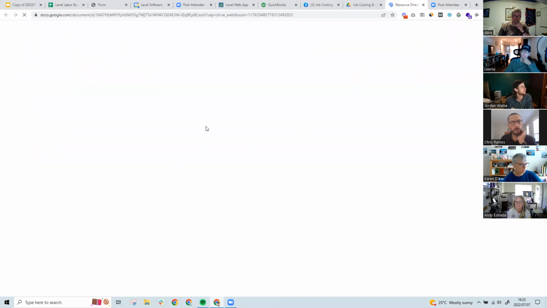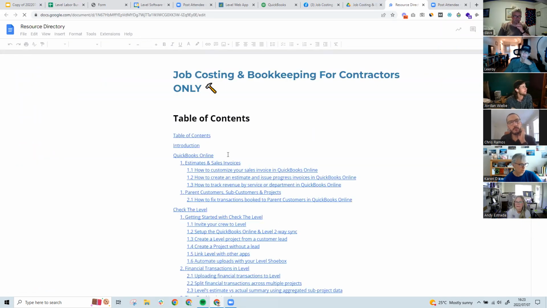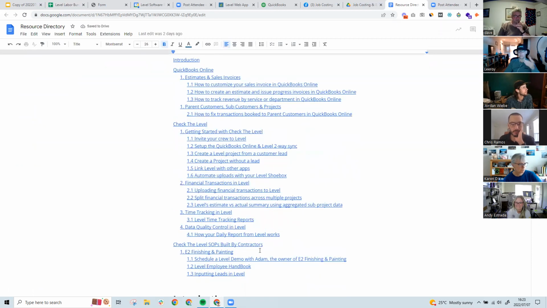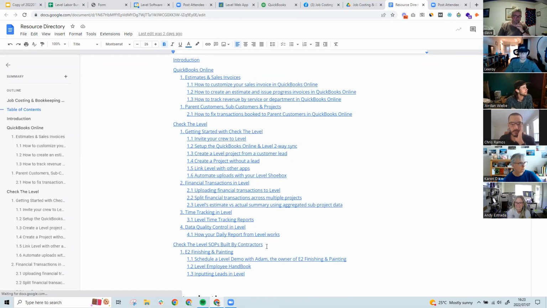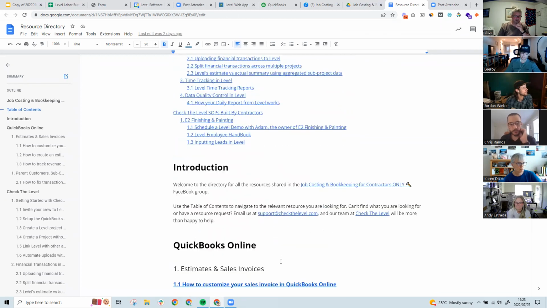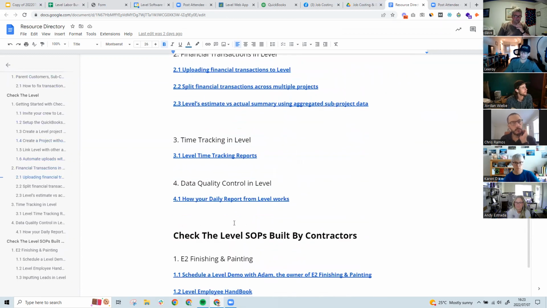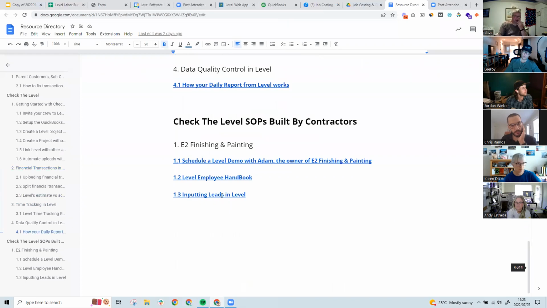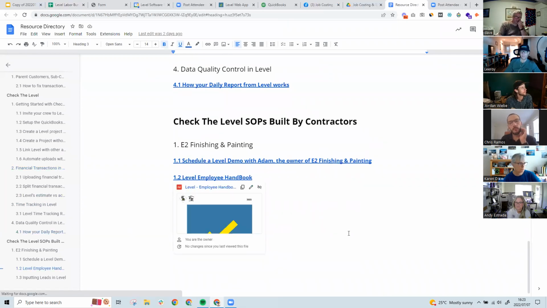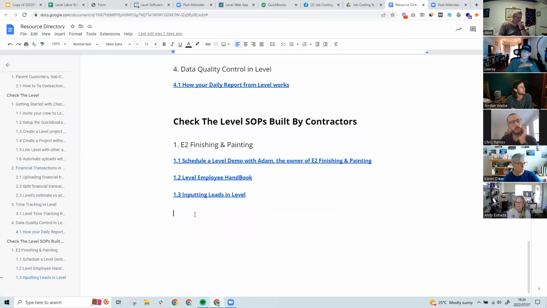Do click on this resource directory and it actually has a hyperlink to a table of contents, QuickBooks, check the level. Some of our clients like E2 actually build out SOPs with level and he likes to share them with us. So you can actually get information on this, it's always getting updated. So you can find walkthrough videos, SOPs, everything that we've collected to date. We're just building this document as a one-stop shop for everything.